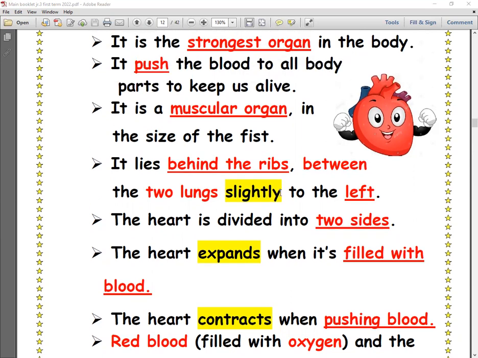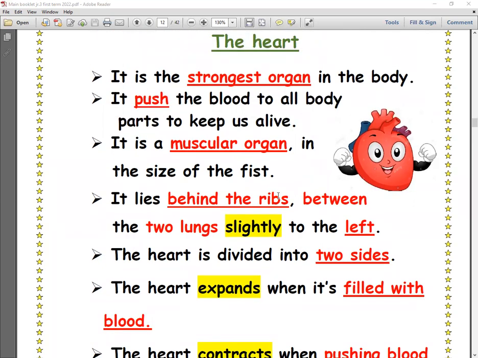Let's make a quick revision on this part. Number 1, heart is the strongest organ. The function of the heart is pushing the blood to all the body parts to keep us alive. Number 3, heart is muscular organ, meaning very soft. After that, the size of the heart equals the size of your fist, not big or not small.